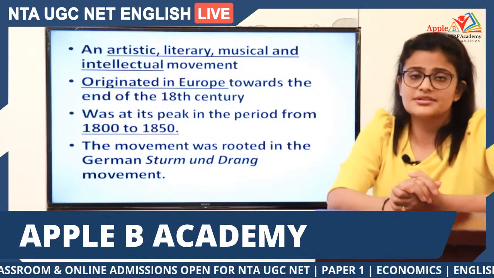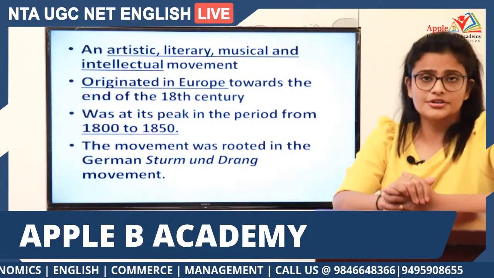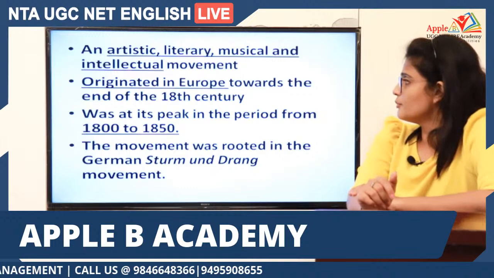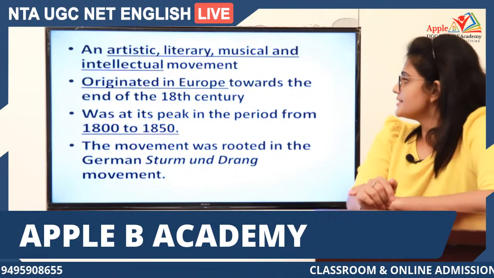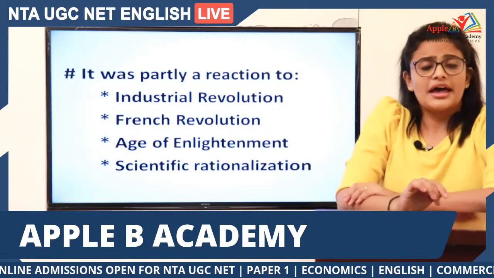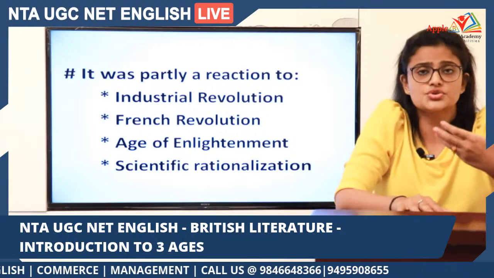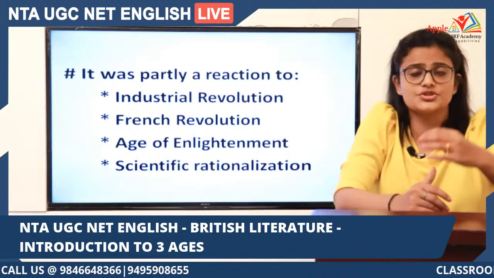And the movement was rooted in the German Sturm und Drang movement. Okay, so these are some of the important details of the Romantic Age. It is an artistic, literary, musical, and intellectual movement. It originated in Europe towards the end of the 18th century, was at its peak in the period from 1800 to 1850. The movement was rooted in the German Sturm und Drang movement. And you have to remember that the Romantic period was not something that evolved overnight, but it actually evolved as a reaction to many things that happened towards the end of the Enlightenment Age.